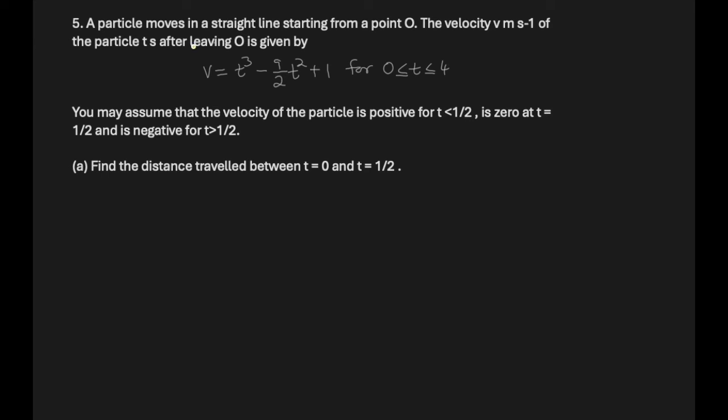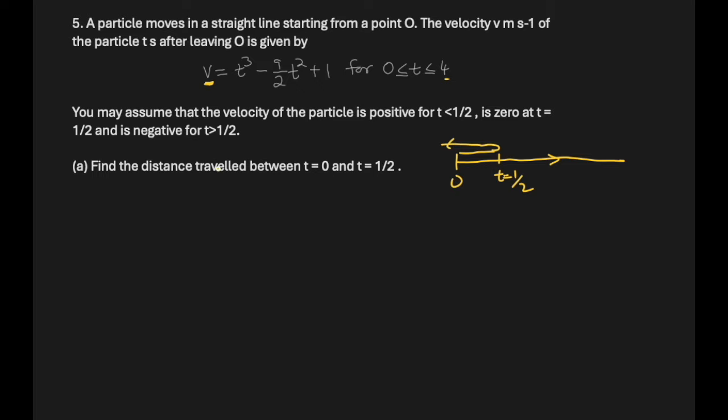Question number 5. A particle moves in a straight line starting from the point O. Okay, so this is O and it is traveling in a straight line. The velocity v meters per second of the particle t seconds after leaving O is given by this. This is the velocity till 4 seconds. You may assume that the velocity of the particle is positive. That means it's going in positive direction for t equal to half. So if t is equal to half here, it is moving in positive direction, is 0 here, that means it is changing direction, and it is negative for t greater than half, so more than half, it is going in opposite direction here. Find the distance traveled between t equal to 0 and half.